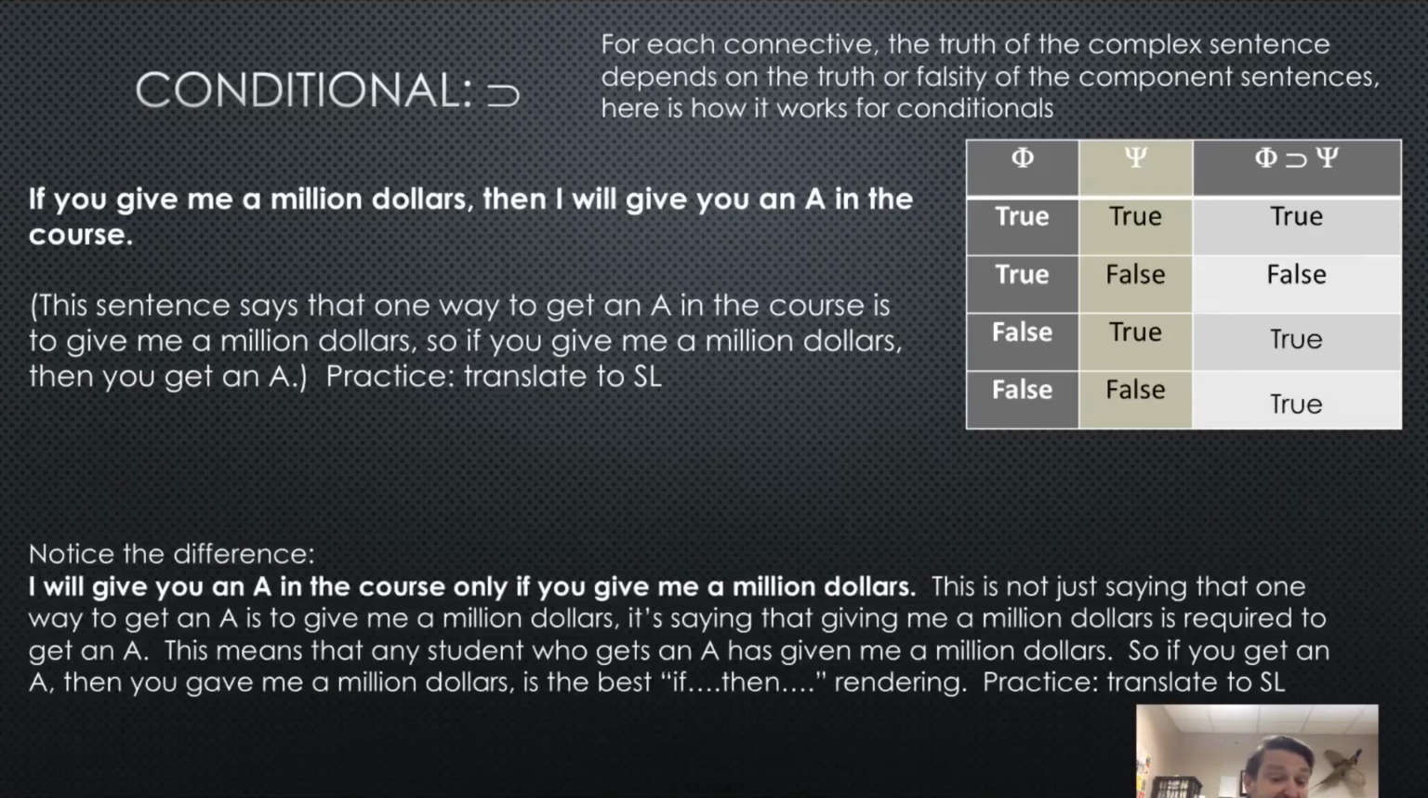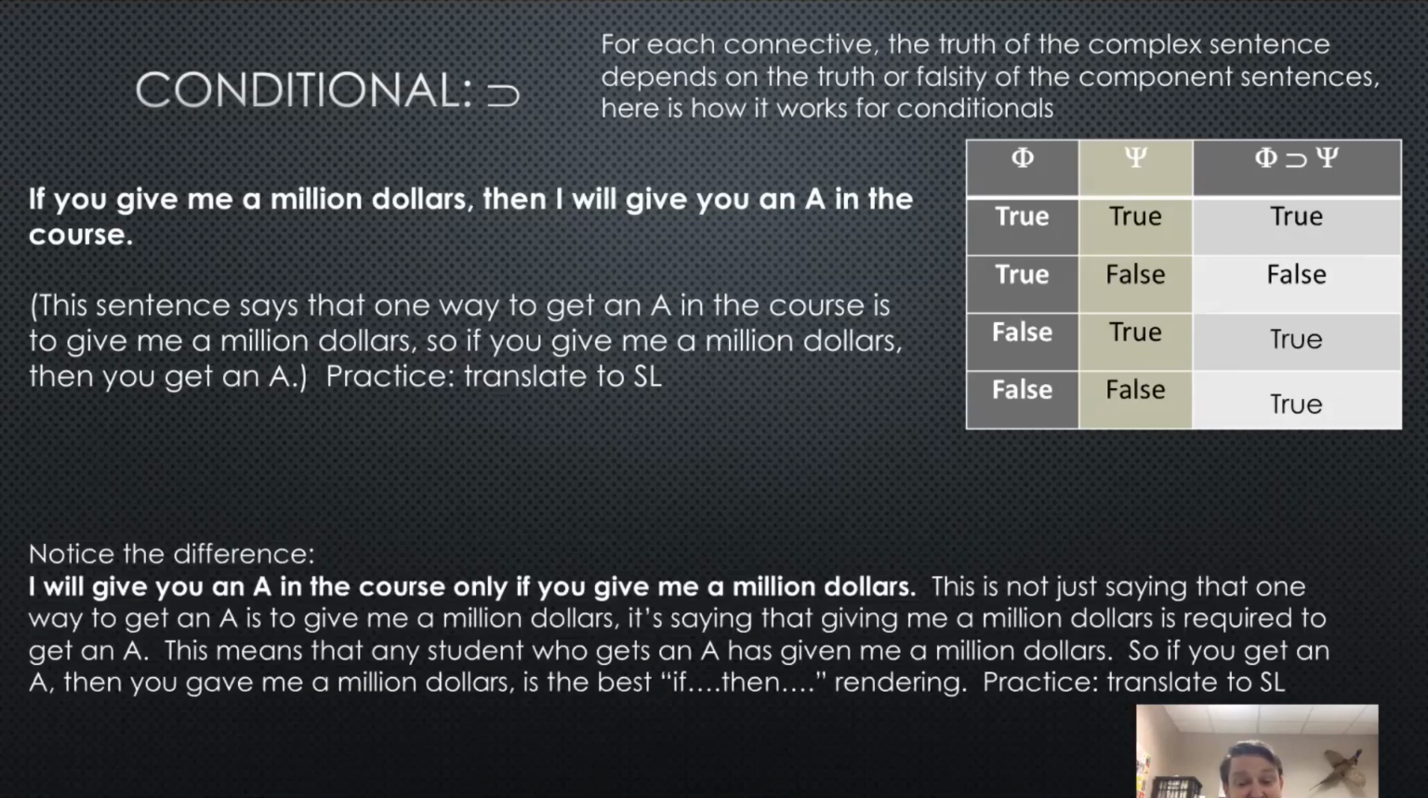But notice the difference here. If I had said, I will give you an A in this course only if you give me $1 million, that's much stronger. This is saying that the only way to get an A in the course is to give me $1 million. It's saying that giving me $1 million is required to get an A. And this means that any student who gets an A has given me $1 million. So if you do get an A, then you gave me $1 million.